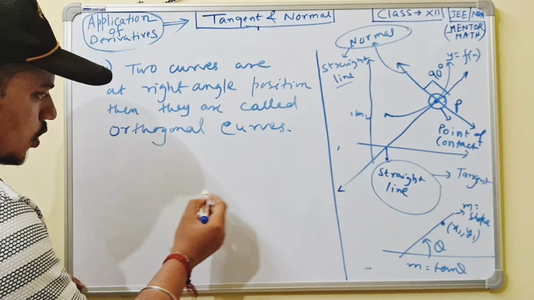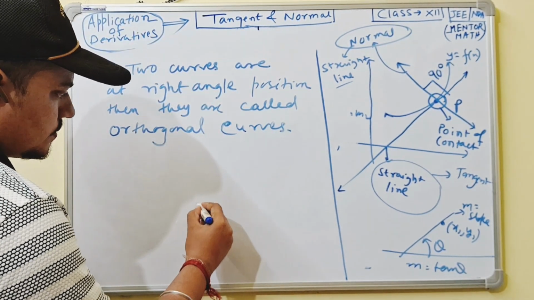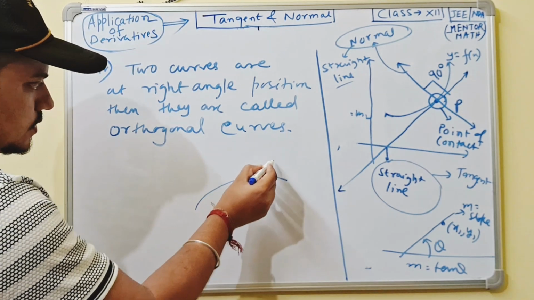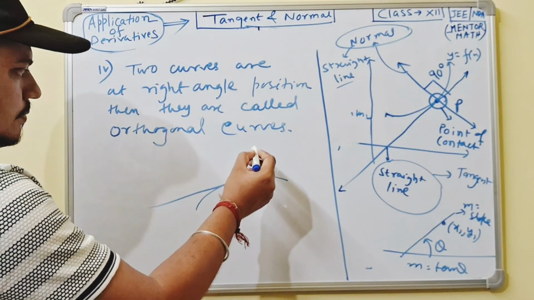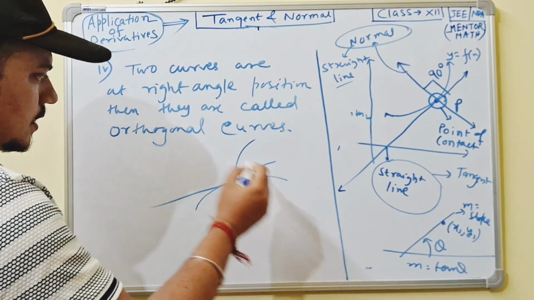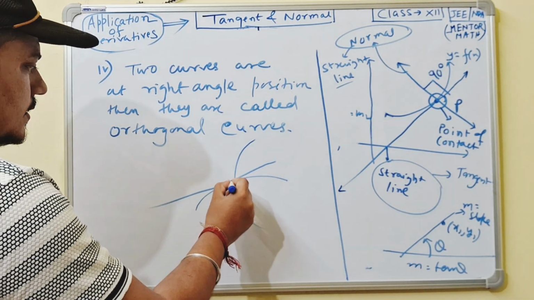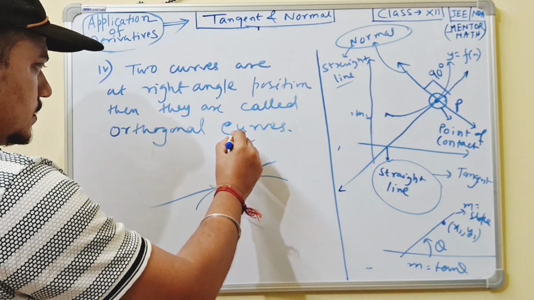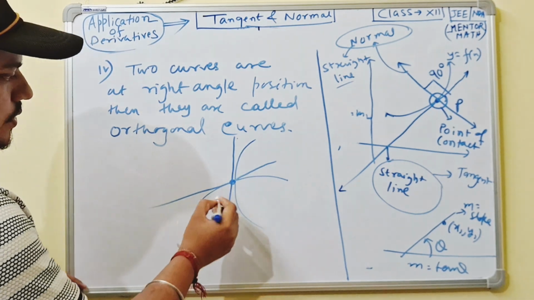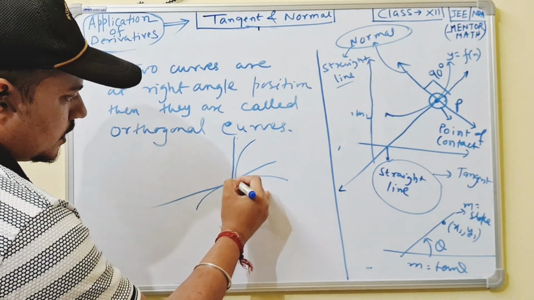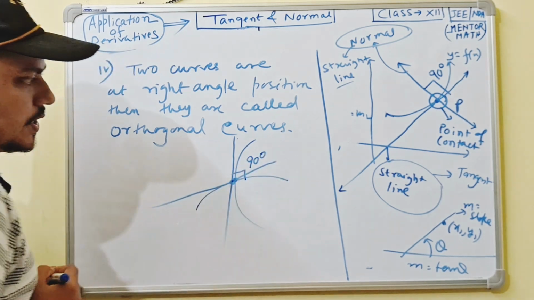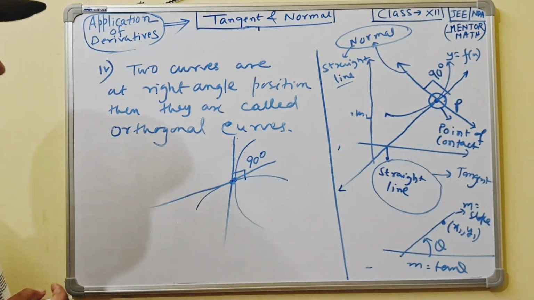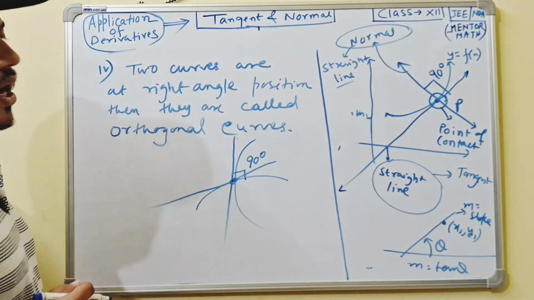If you draw it this way, there are two curves, let us take one like that, and this is your tangent line, and another curve like that. Let us take this curve, and this is the point of contact. So if these two tangent lines are perpendicular to each other, then you can say that these two curves are orthogonal.